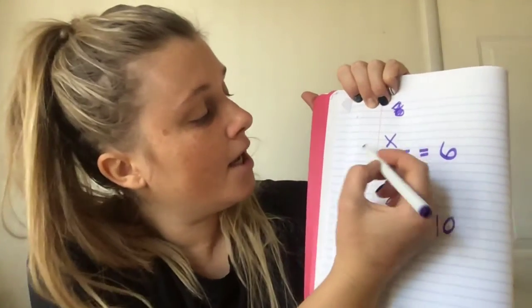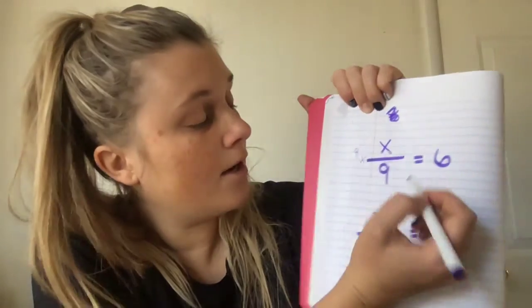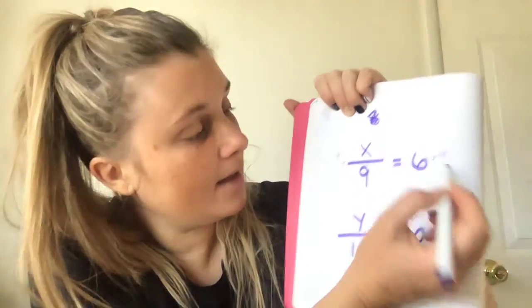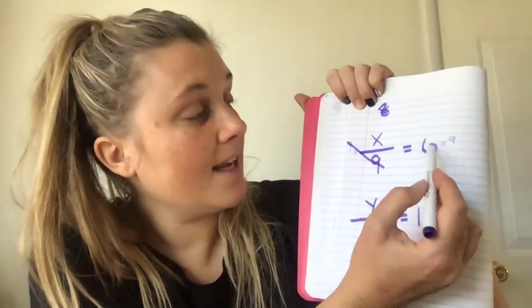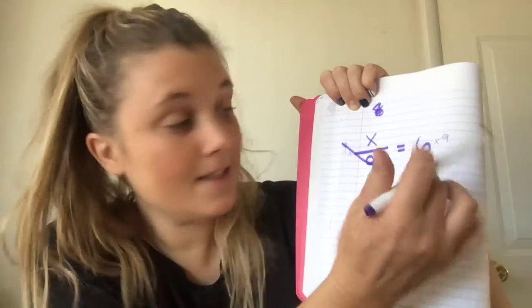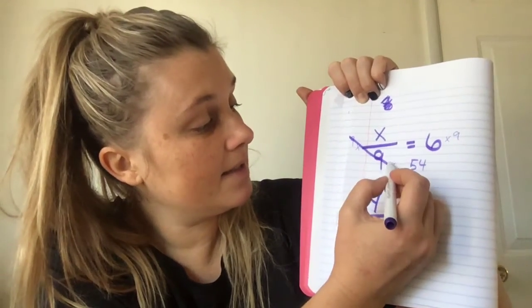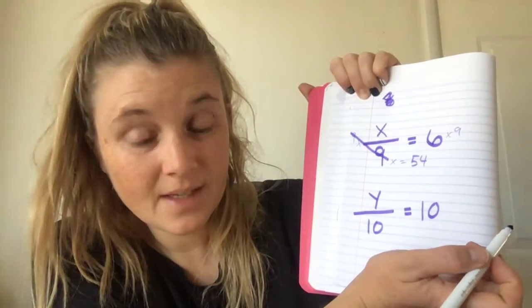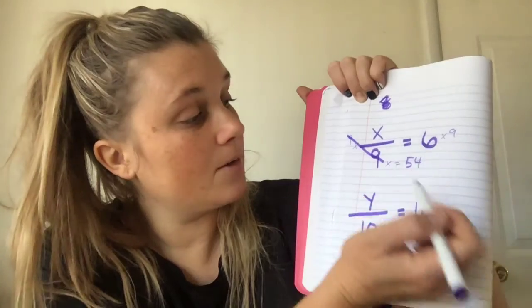Okay, did you get some answers? Let's try it. You're going to multiply by 9. Multiply by 9. That's going to get rid of that. 6 times 9 is 54. So x equals 54. Does that make sense? 54 divided by 9 equals 6.